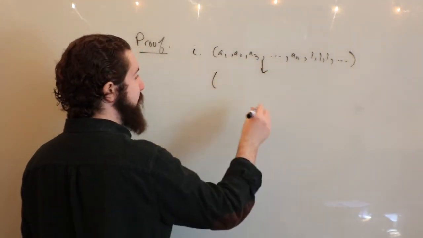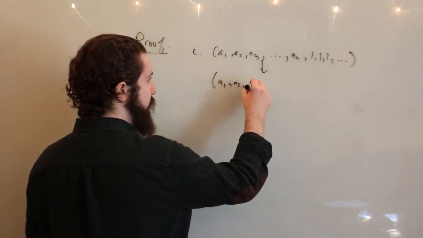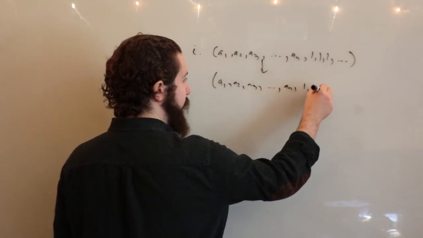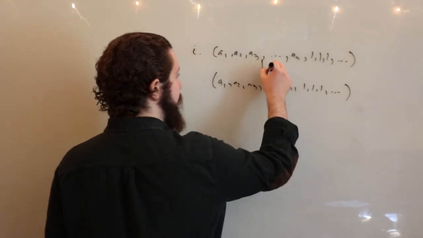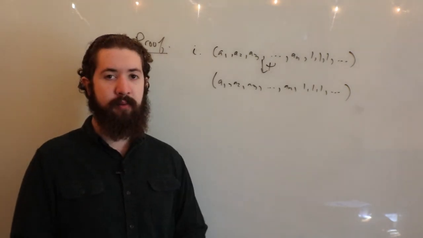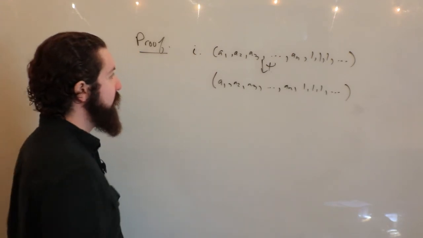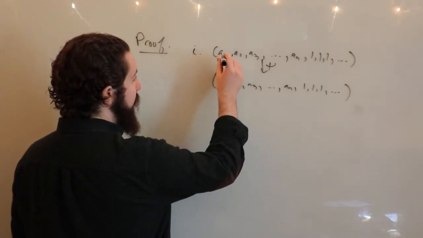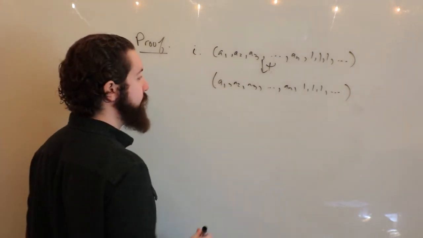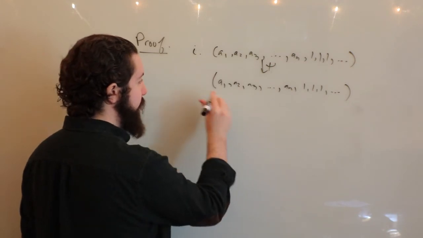Well, it's going to get mapped to something which looks exactly like A1, A2, A3, all the way up to AN, 1, 1, 1, etc. under psi. Now, this is not the identity operation. This is not the identity map here. A1 is going to A1, but under a new binary operation, right? Which is the binary operation of the free group, right?